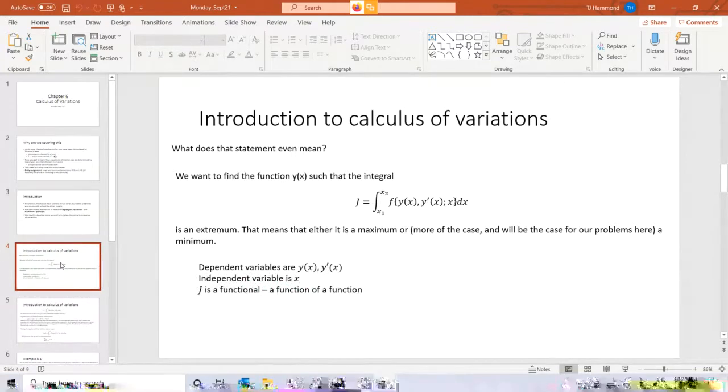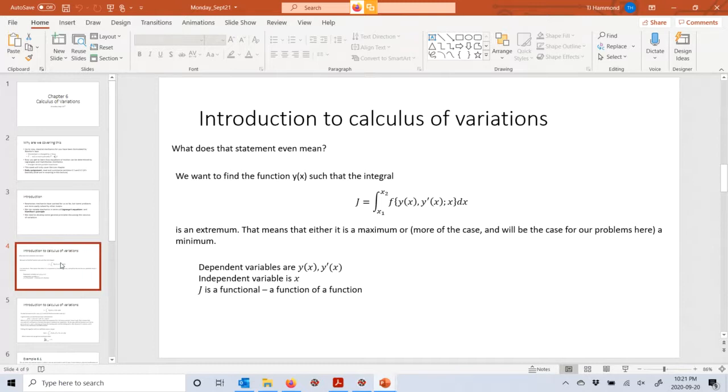So we call this the calculus of variations. What does that even mean? What we want to do is find some function y of x such that this integral J, from position x1 to a final position x2, over some function that depends on y of x and also the first derivative of y of x, with some independent variable x, integrating over x. What we want to do is find some extremum of this value.